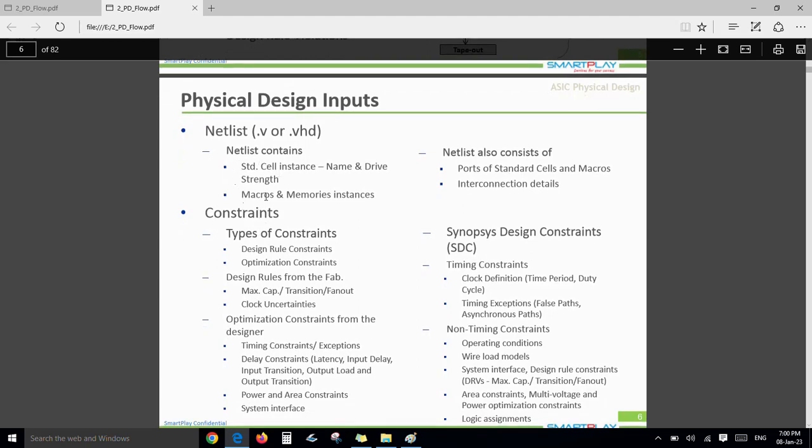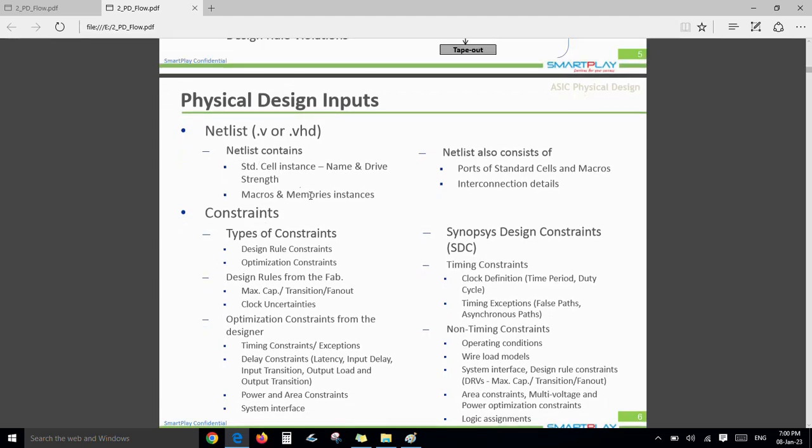The .v file consists of standard cell instances and macro and memory instances. Instances are nothing but everything that has a specified name. An instance can't have the same name as another. If a macro has a specified name, it is an instance. If a standard cell has a specified instance name, it is an instance. Macro pins, everything comes under the instance. The netlist also consists of standard cells and macros and the interconnections between them, which are nothing but the wire connections.